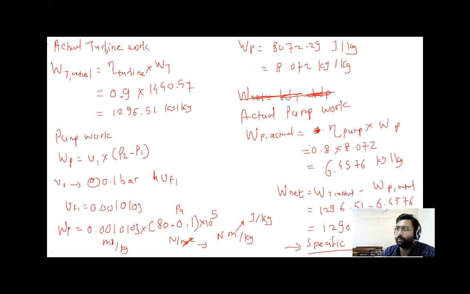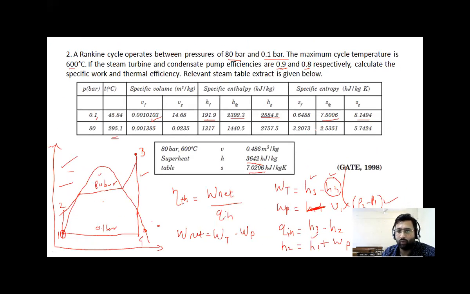So again, I will repeat this example for you. In this example, they have given you the tables directly. The pressures were 80 bar and 0.1 bar, but they have given it is superheated, that is 600 degrees Celsius. Next, they have given pump and turbine efficiencies. So in this case, you have to calculate specific work, that is net work, and efficiency. For calculation of efficiency, the formula is W net divided by Q in. W net is turbine work minus pump work. Turbine work is H3 minus H4. Pump work is specific volume into P2 minus P1. Q in we can calculate as H3 minus H2, and H2 we can calculate as H1 plus pump work.